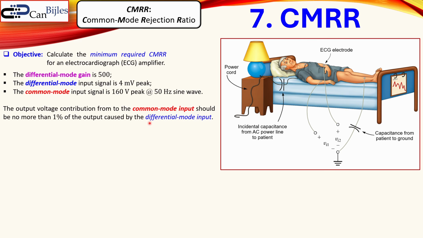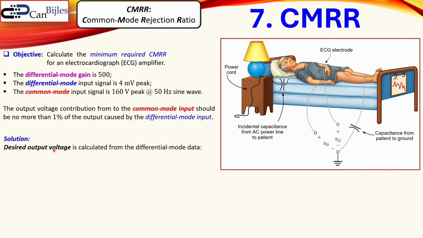So now the problem comes, and we would like to know: the output voltage contribution from the common mode input should be no more than 1% of the output voltage caused by the differential mode input. So this is now a really strict specification. How do we solve this problem?